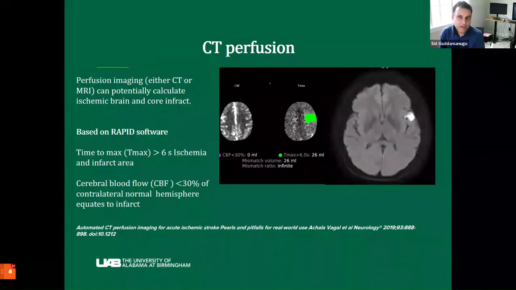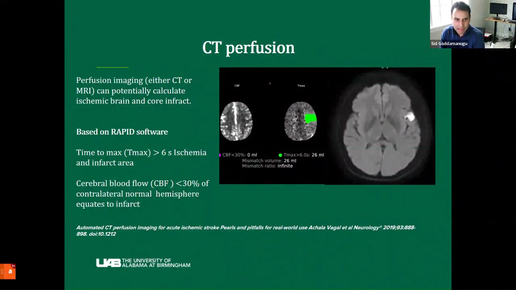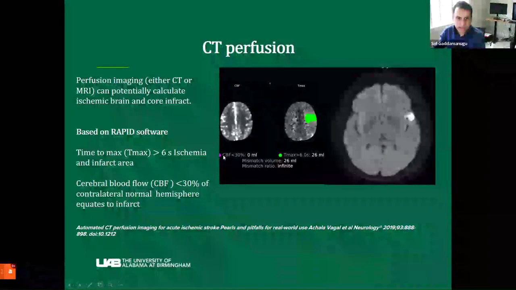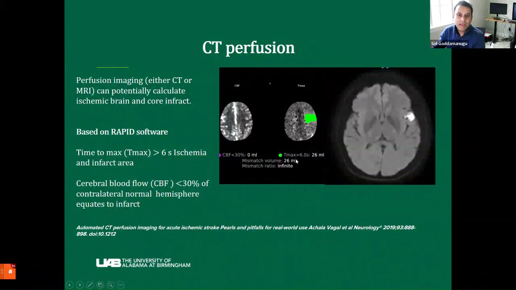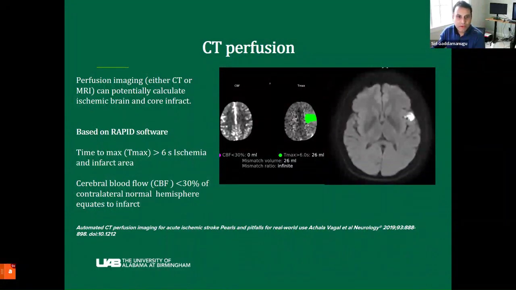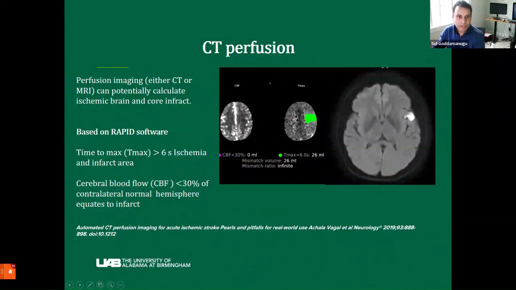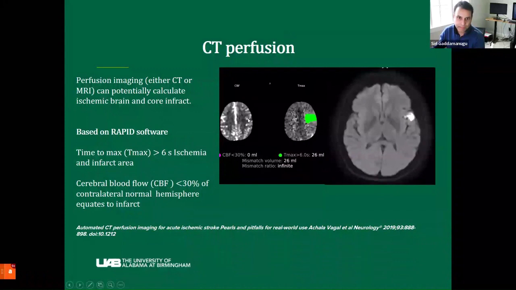And there are many vendors which sell CT perfusion. The one which we have, and the one which is most popular, is the RAPID software. And it's very automated. This is what we actually look for. We look for cerebral blood flow maps and Tmax maps. Cerebral blood flow which is less than 30% of baseline equates to infarction. And if you notice, there is 0 ml; there is no area of cerebral blood flow less than 30%. It's literally 0. So this patient is not having an infarct.